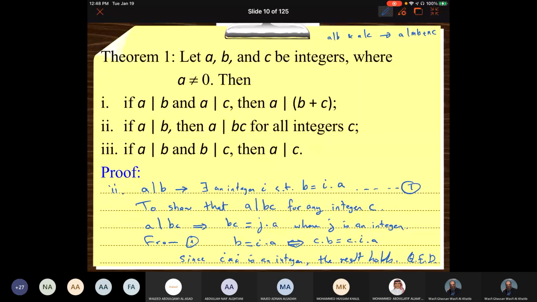If A divides B and A divides C, then A divides any linear combination of B and C, MB plus NC, where M and N are integers. Doctor, isn't it theorem 1 and 2 combined? You mean part 1 and 2 from theorem 1? Doctor, yes.